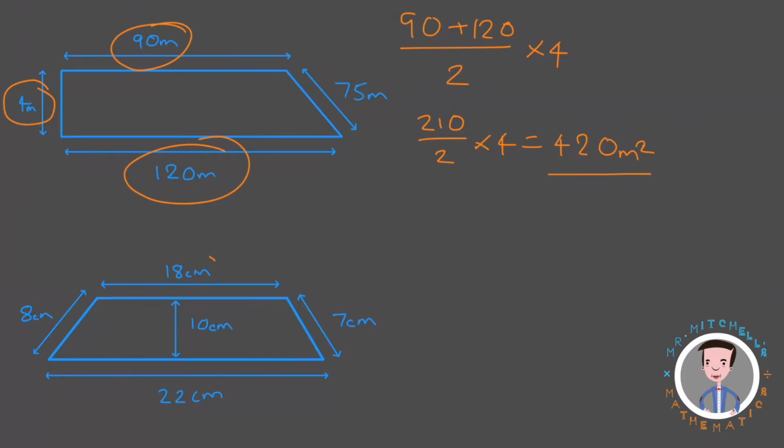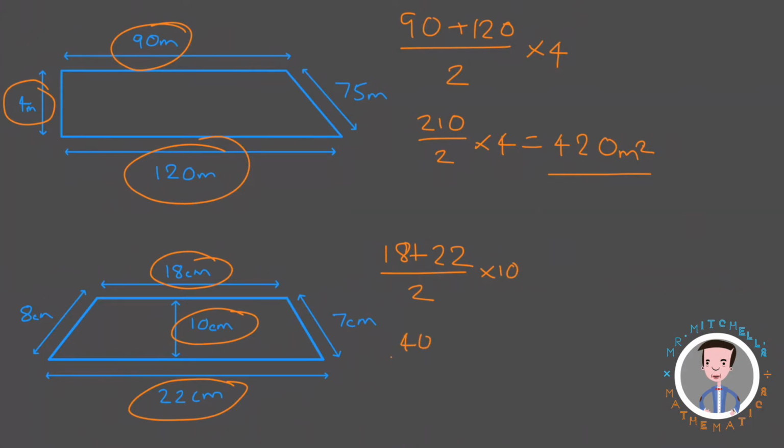For the next one, the two parallel sides are 18 centimeters and 22 centimeters. So we add those together and divide it by 2. The height in this one is 10 centimeters, so we times it by 10. 18 plus 22 is 40, divided by 2 times 10, which is 20 times 10 equals 200. And in this case, centimeters squared as our final answer.